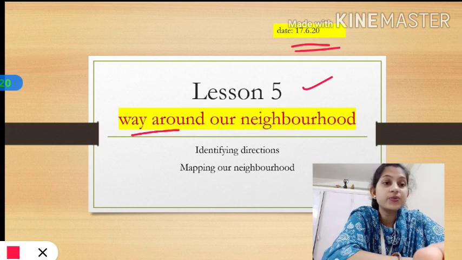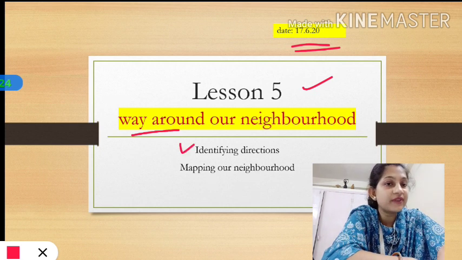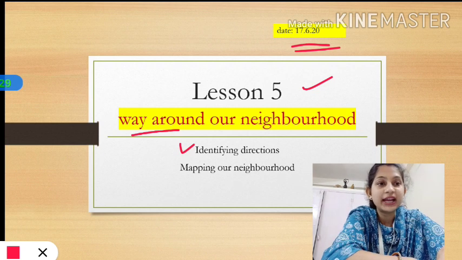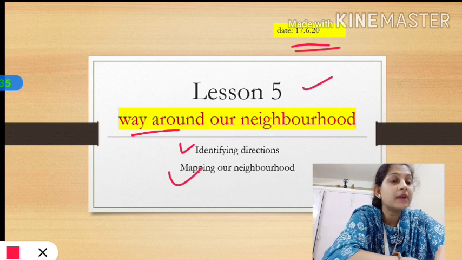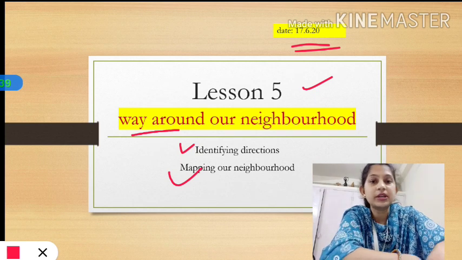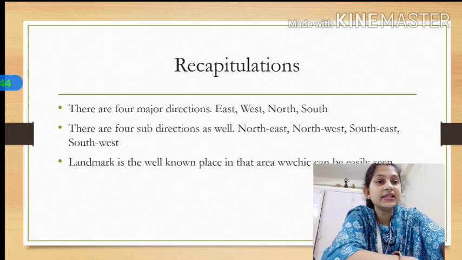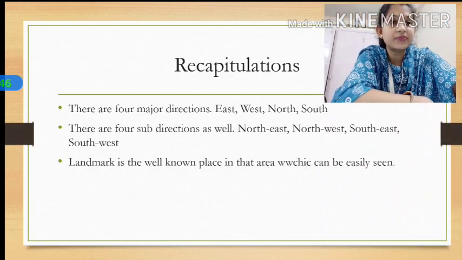And what are the things we are going to learn in today's class? Today we are going to learn how to identify directions. Yes, in our last class I have told you about that. So today we are going to discuss that, and later we will understand how to map our neighborhood. Going to a place, how to map it, that we will understand. So let's move ahead and see what are the things we have learned in our previous class.